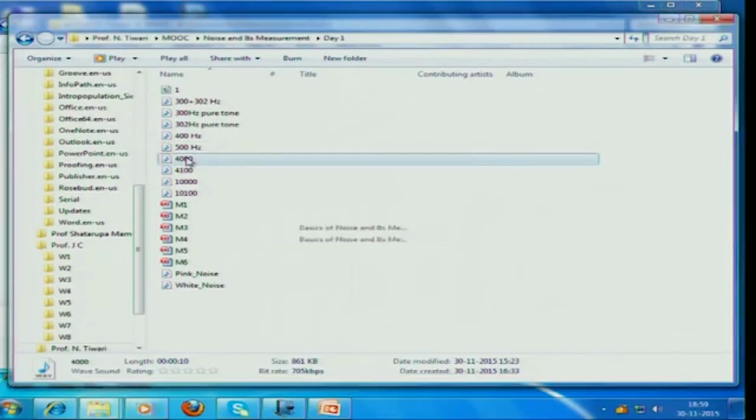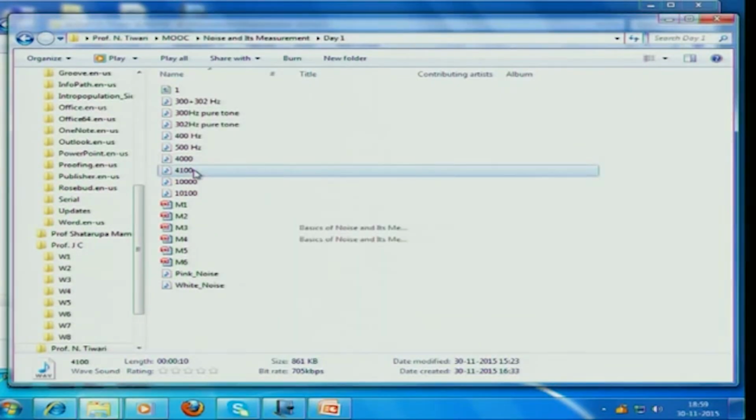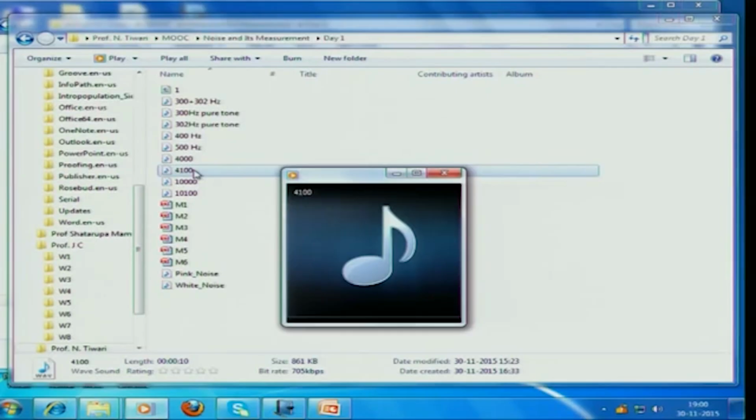Now you play a 4000 hertz tone. And this is 4100. So it sounds slightly different, 4000 and 4100. Here the difference is still 100. But that 100 hertz difference doesn't play much of a role in terms of changing the perception.